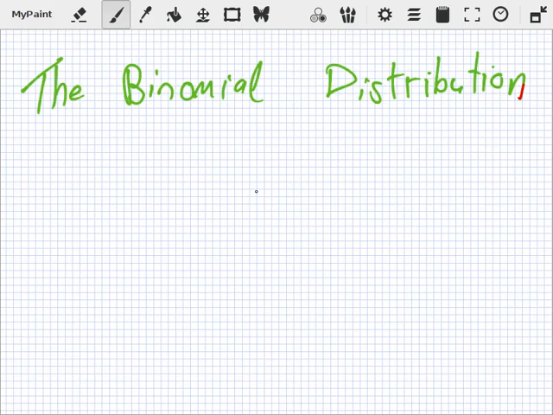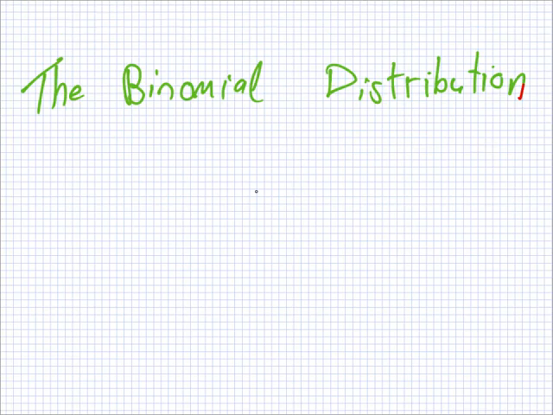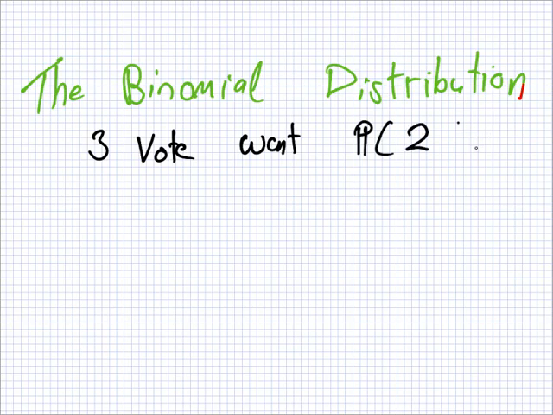Okay, so let's have a look at a small example. Remember, let's say we have 3 people voting. For example, we have yes, yes, no, whatever. So we have 3 people voting, and we want the probability of getting 2 yeses, for example.